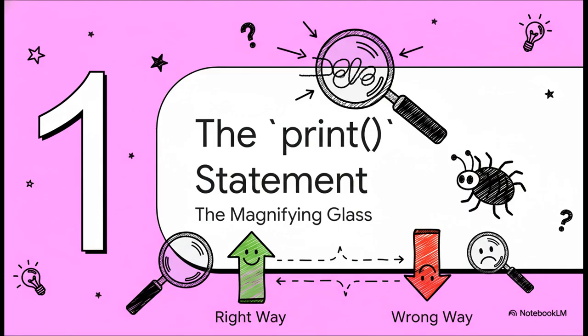Okay, let's start with our very first tool, the one everybody knows, the humble print statement. You can think of this as your magnifying glass. It's super simple, it's quick, and it's perfect when you just want to get a close look at one variable at one specific moment. But, and this is a big but, there's a smart way to use it, and then there's the way that just adds more confusion.